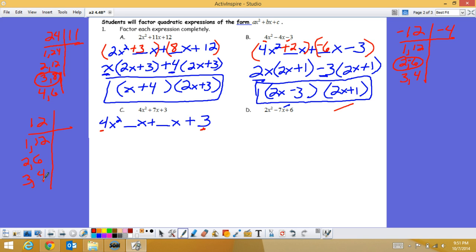And we want them to add up to the middle term, which is 7. So the only pair of numbers that we can manipulate to get 7 is the 3 and the 4. 3 plus 4 is 7. So we could put plus 3 here and plus 4 there. And we're going to group the first two terms and the last two terms.